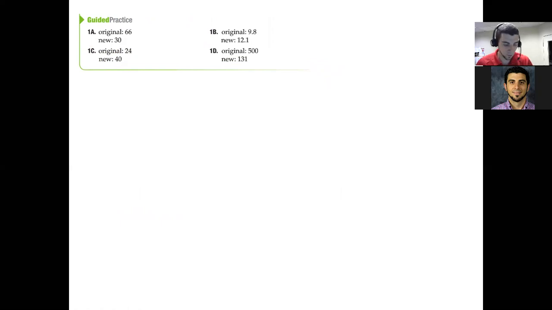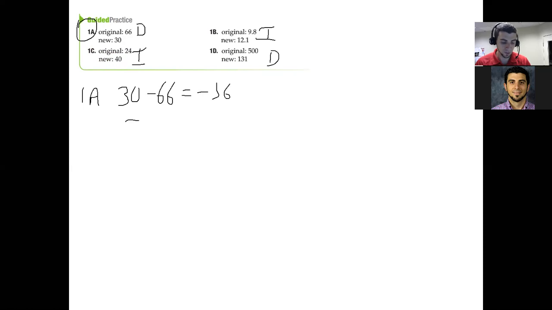All right, we're back. So in 1A, the new is less than the original, so it's going to be a decrease. Let me just go through these. 1B, the new is greater than the original, so it's going to be an increase. C, the new is larger, so it's going to be an increase. And D, the new is less than the original, so it's going to be a decrease. So 1A, let's set it up. The new minus the original is going to be negative 36. So you have negative 36 over the original is R over 100.